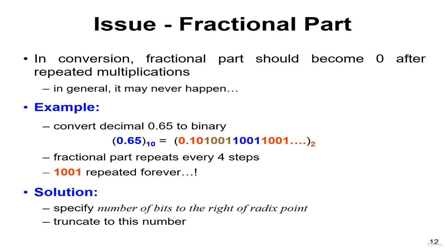So let's say this is the number 0.65, a decimal number, and we are asked to convert it into binary, right? So 0.65, if we keep on multiplying it by 2, it gives us 0.10, and then we have 1001, 1001, and so on. So this is a recurring number, with the 4 digits 1001. It would keep on repeating. So the fractional part repeats every 4 steps, and it would keep on repeating forever, right?